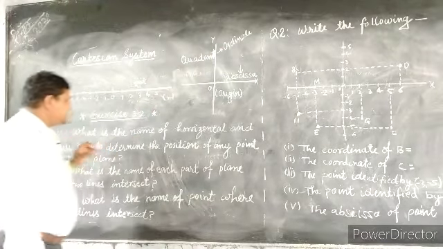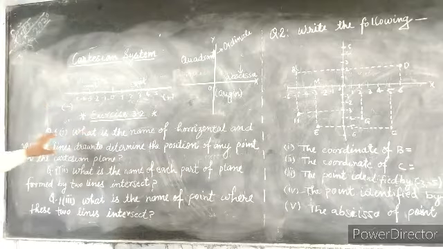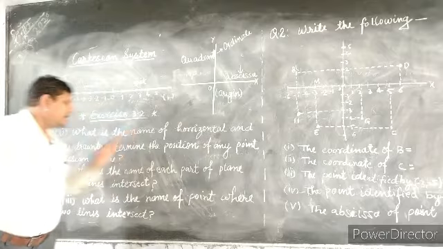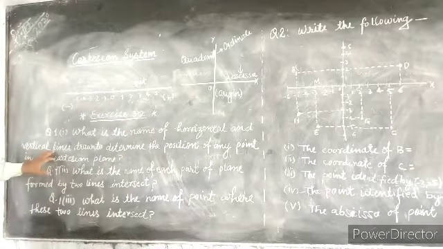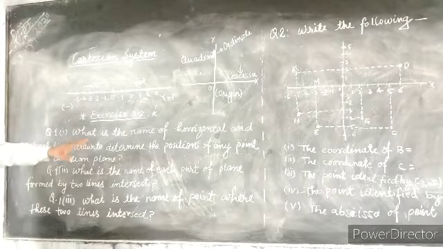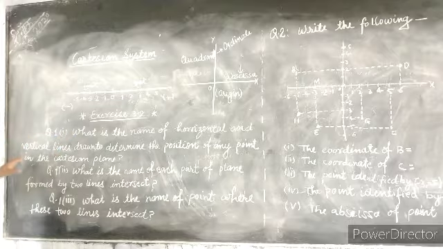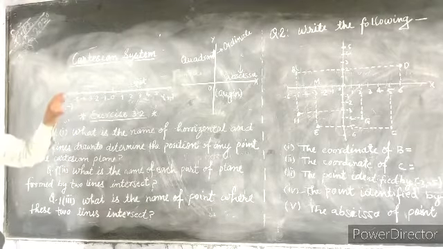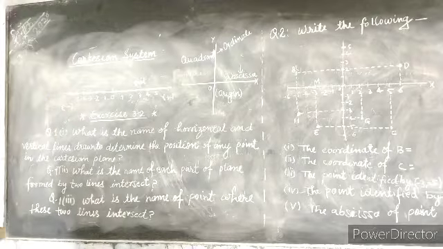So your answer for the first question, what is the name of horizontal and vertical lines drawn to determine the position of any point in the Cartesian plane, is: the horizontal line is known as abscissa and the vertical line is known as ordinate.